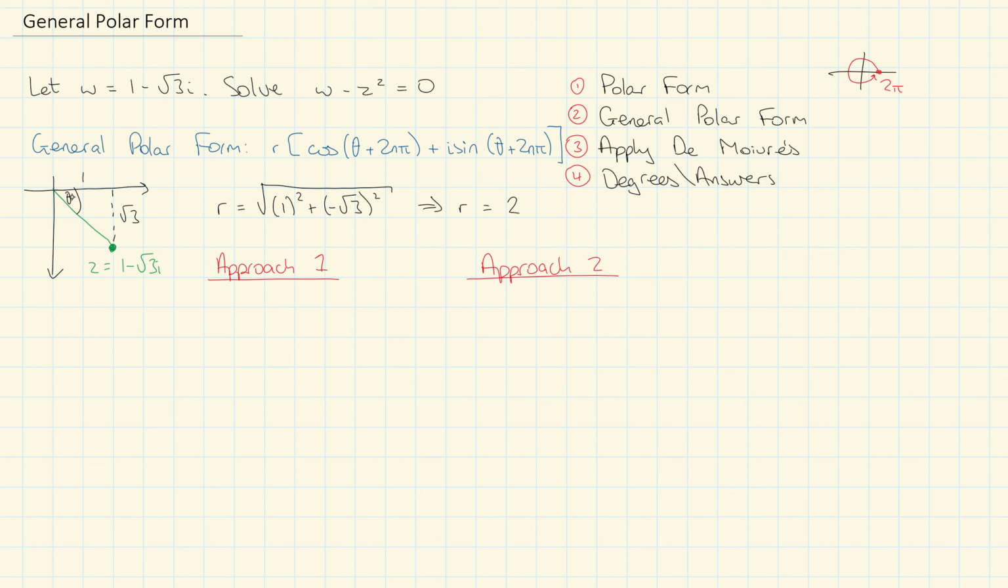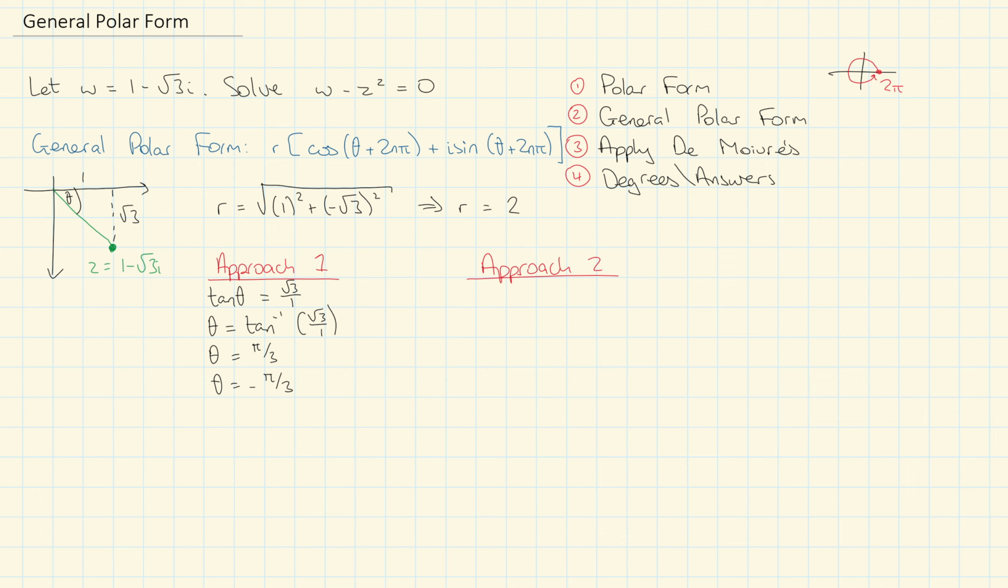For approach 1, we get our answer and turn it negative. So tan theta is equal to root 3 over 1. Theta is tan inverse of root 3 over 1. Make sure your calculator is in radians. So tan inverse of root 3 over 1 will give me pi over 3. So theta equals minus pi over 3.